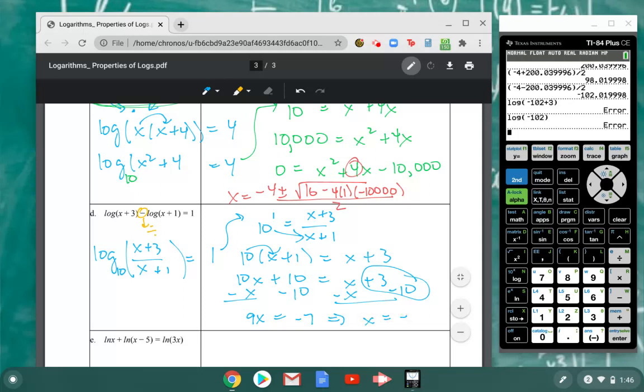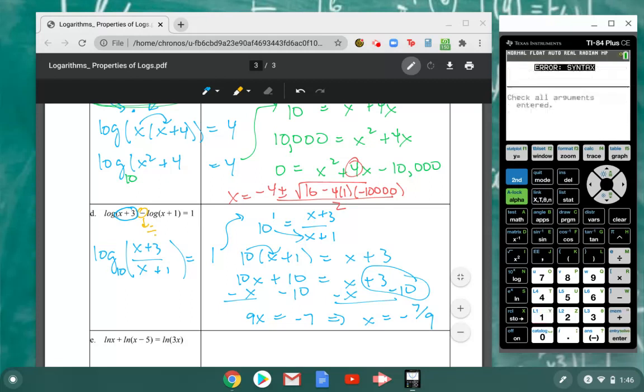So x is negative 7/9. Remember, we couldn't have a negative sign, but when I put my negative into the inputs here, let's go ahead and double check it. So I'm going to do log of parentheses negative 7/9 plus 3, minus log of negative 7/9 plus 1. And we're hoping that this comes up really, really close to 1.